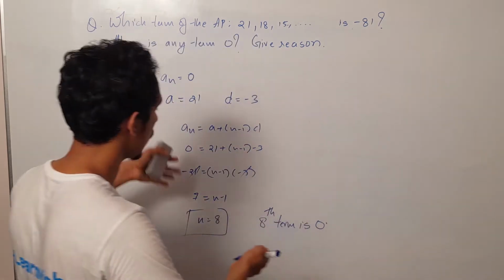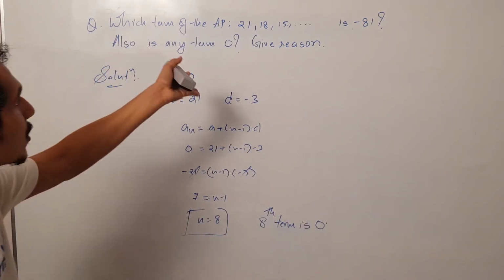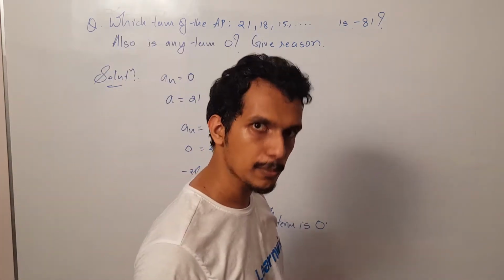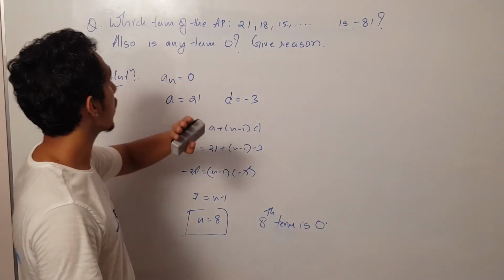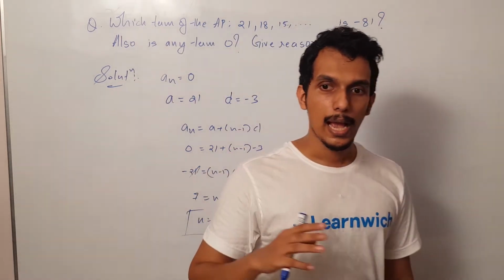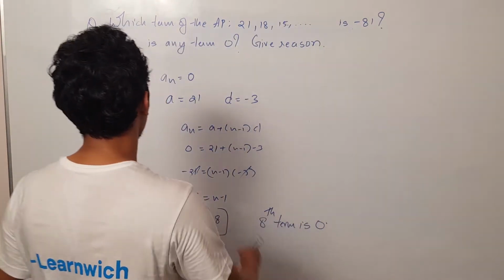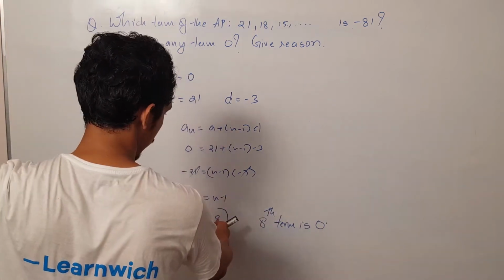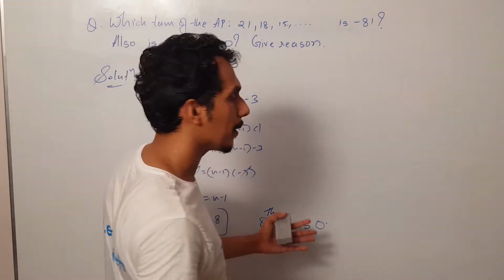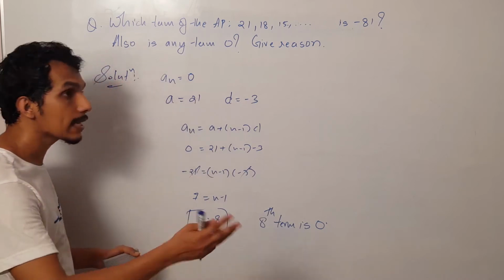It's solved. You see, they asked me if minus 81 was a part of this AP. Yes, I proved that minus 81 is the 35th term of the AP. Then they're asking me if 0 is a part of the AP. I assume the value for the nth term is 0, solve, and I got n. And that's it. The 8th term of the AP is 0. So let's go to the next question.